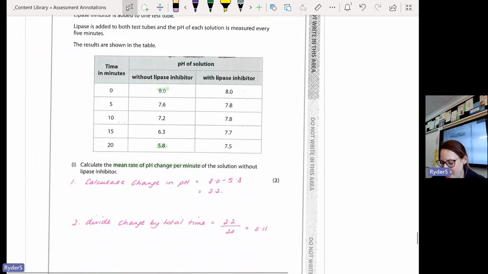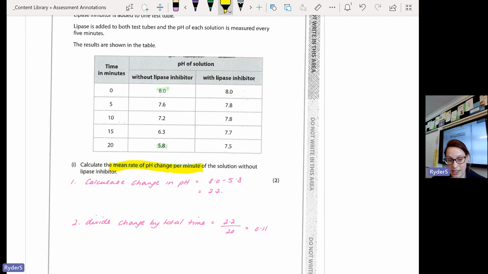Now, this question, the most common mistake on this one was that you stopped reading the question. The question says, calculate the mean rate of pH change per minute. Most of you saw "mean" and calculated a mean. You stopped reading, which means you just calculated a mean of these numbers, which doesn't make any sense, and you don't get any mark for that. It's the mean rate of change per minute.